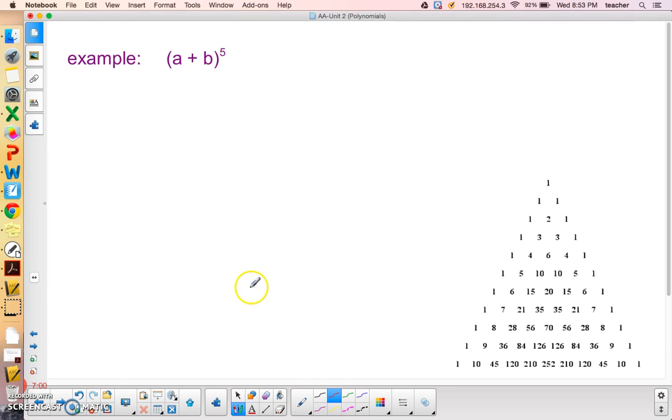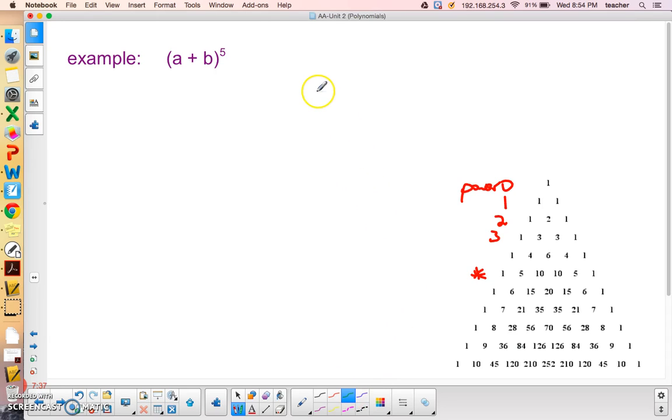Let's look at an example, and this is one that you have on the other screen, but I'd like you to see how you can build the answer using Pascal's triangle. Since it's (a + b) to the power of 5, and the first row is a power of 0, the second row will be a power of 1, and a power of 2, and a power of 3, and notice it's this number here. So we're going to be looking at this row in Pascal's triangle to list out our coefficients.